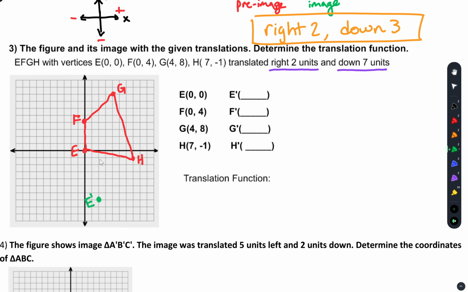Same thing with F and F prime. Same thing with G and G prime and H and H prime.